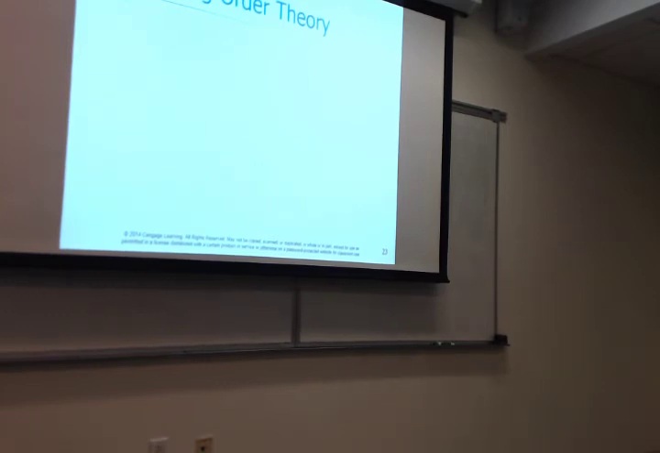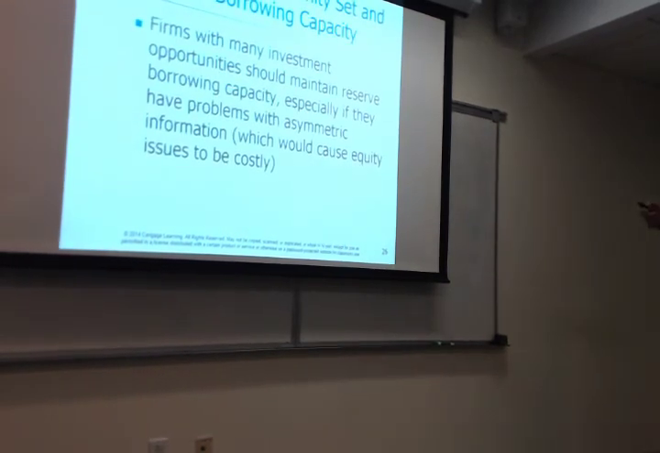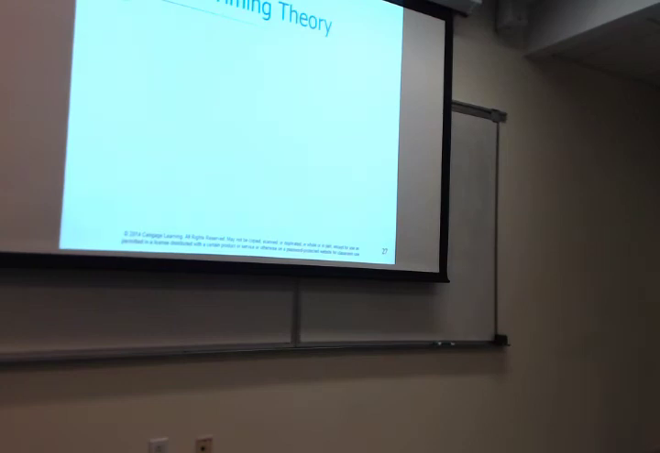Pool 1, investment pool 1 is what? Retained earnings, yes. Option 2 is what? Issue debt. Option 3? Yes, outstanding. All right, I'll skip that. We talked about opportunity set, reserve borrowing capacity.